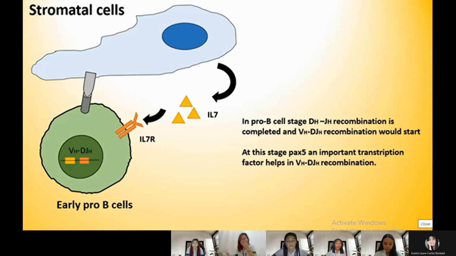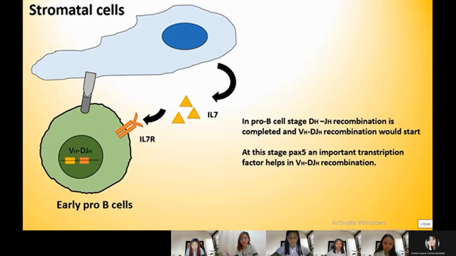Now, as time progresses, the pro-B cell detaches from that specific stromal cell and goes and binds to another stromal cell, which is IL-7 secretive. Now, the IL-7 has a distinct role in early pro-B cell development, and the IL-7 receptor is situated in the early pro-B cell. And the IL-7 also binds to the IL-7 receptor, and this will give rise to specific signaling.